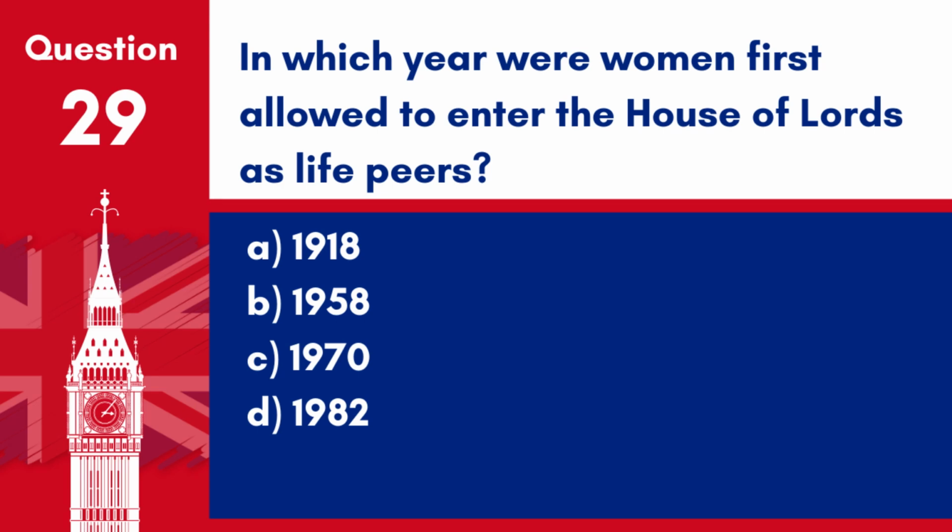Answer. B. 1958. The Life Peerages Act 1958 allowed for the creation of life peerages, with recipients eligible to sit in the House of Lords, enabling women to be appointed as life peers.